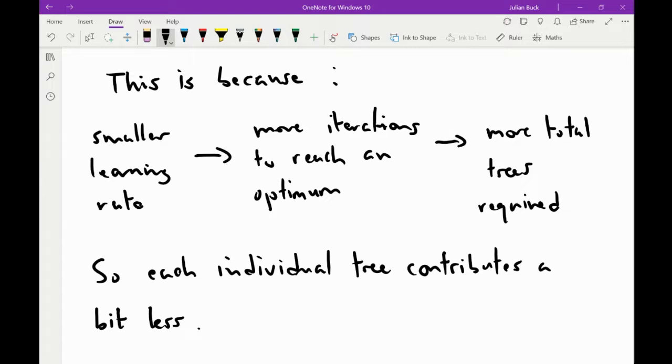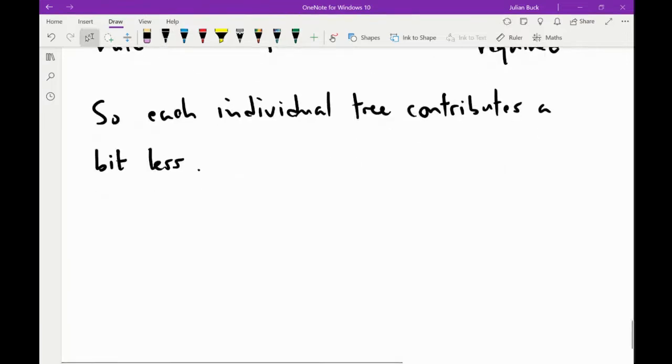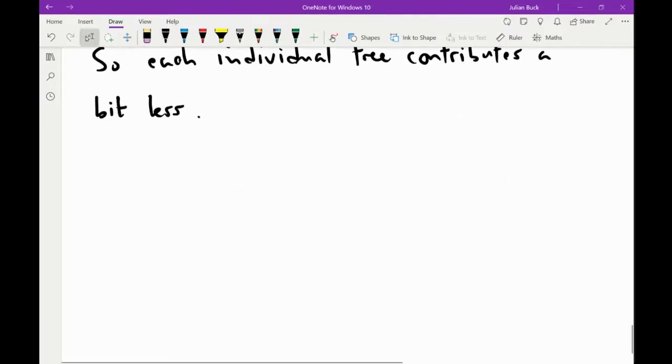Okay, so that's the generic idea behind what the learning rate is going to do to the gradient boosting machine algorithm, how it's going to affect it. So how does this hyperparameter work in practice, more specifically, and what kind of values does it take?